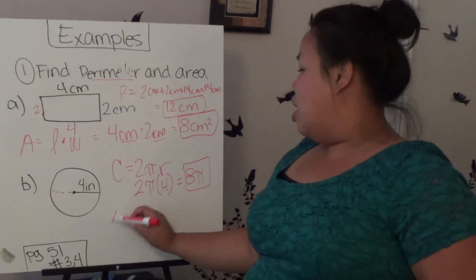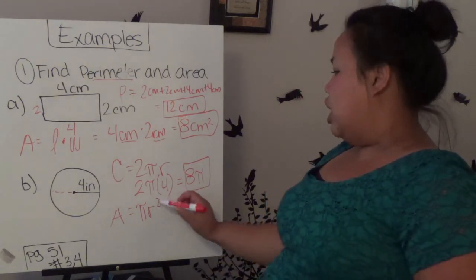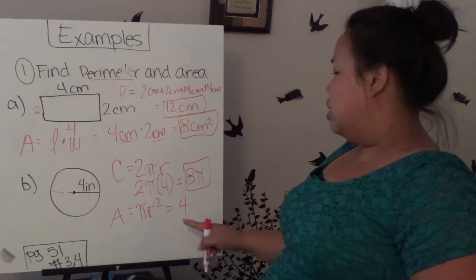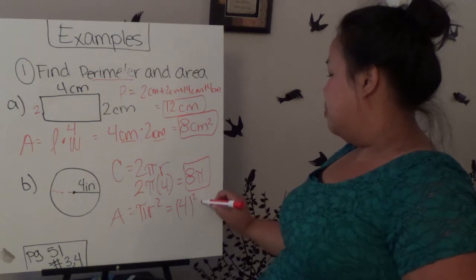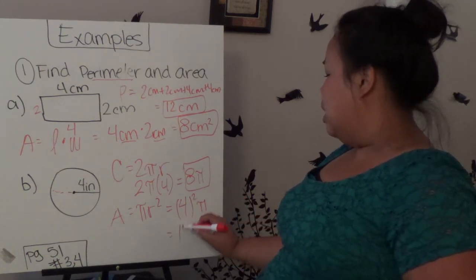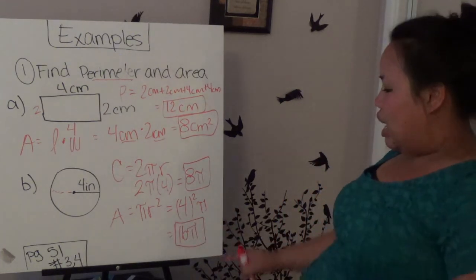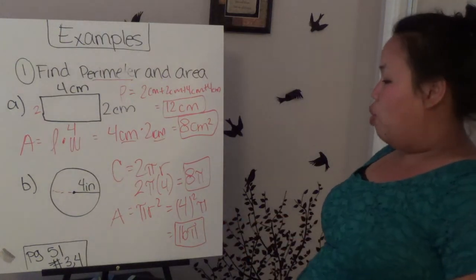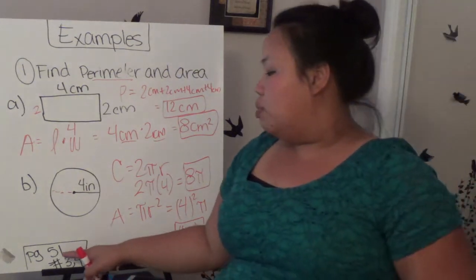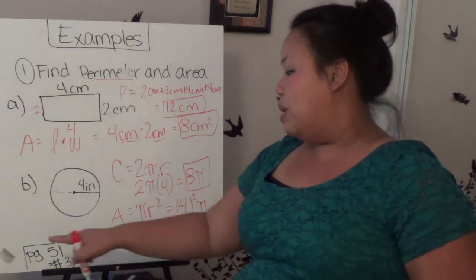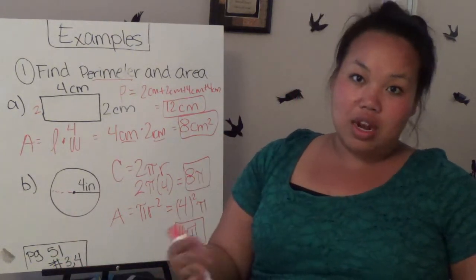Okay? The area is pi r squared. So basically, I just take 4 squared times pi. 4 times 4 is 16 pi, leaving this as my answer. So again, I can use my calculator and do 16 times 3.14, or I can just leave my answer like this. So your last problem is to do page 51, number 3 and 4. So page 51, number 3 and 4, and go ahead and bring that in tomorrow for class.